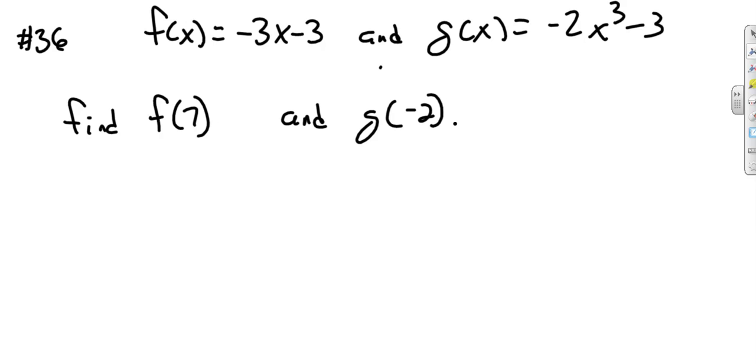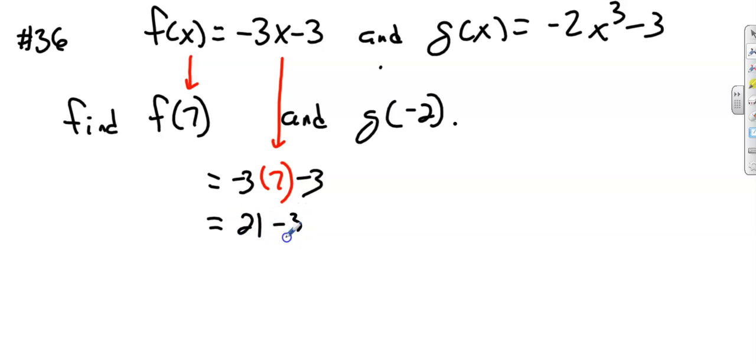So with 2 different numbers, just means you've got 2 different values to plug in. For this one, everywhere you have an x, you're going to take out the x and replace it with 7. So over here, the same thing. Take out the x and replace it with 7. Everything else around it stays the same, so it's negative 3 times negative 7, which is 21. And 21 minus 3 would be 18.